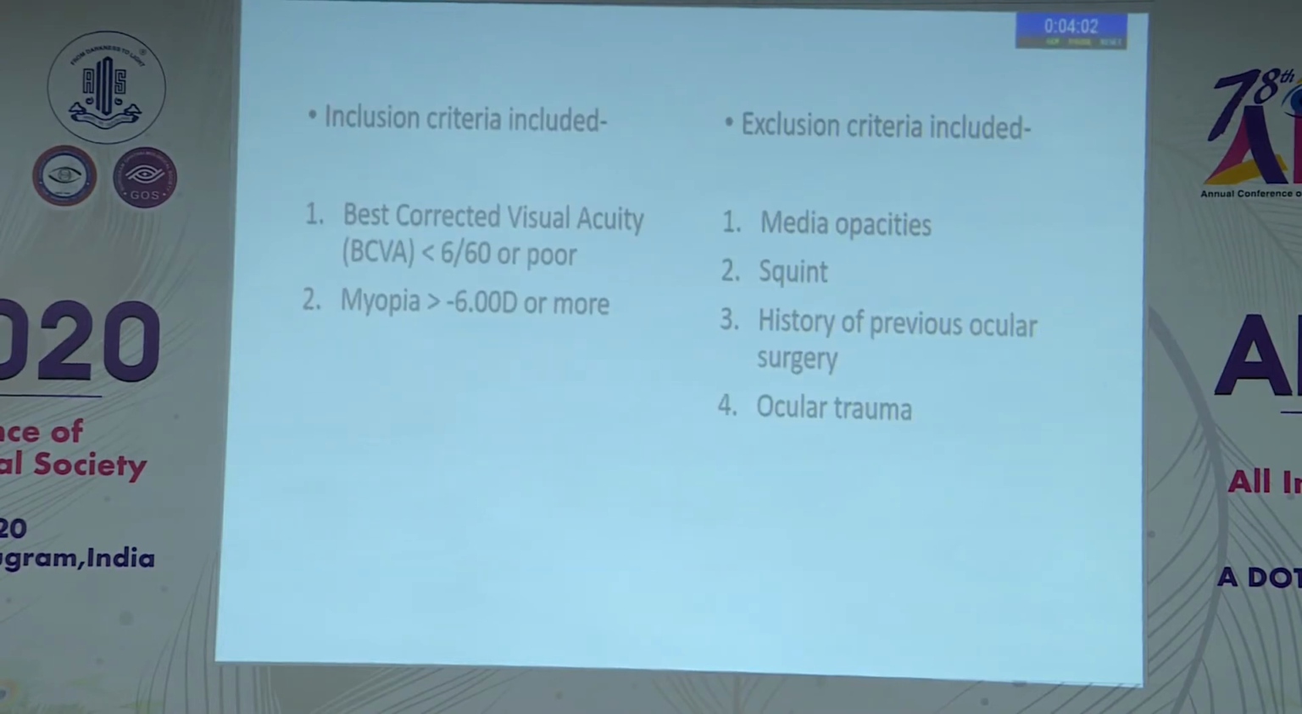Inclusion criteria were best corrected visual acuity of 6/60 or poorer, and myopia of -6 diopters or more. Patients with media opacity, squint, history of previous ocular surgery, and ocular trauma were excluded from my study.